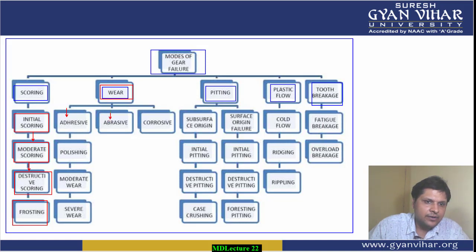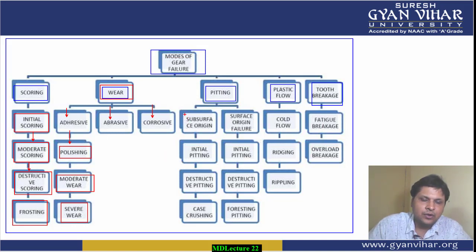Then is your abrasive wear, and the third is your corrosive wear. In adhesive wear, there is a problem of polishing. First of all, there is polishing, then you have a moderate wear, and then you have a severe wear. These are the three stages of adhesive type of wear.